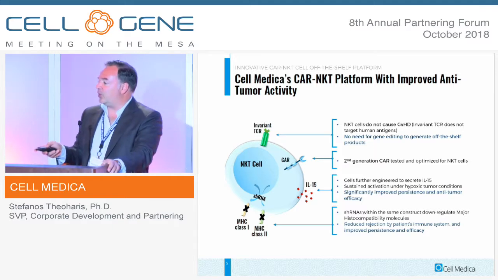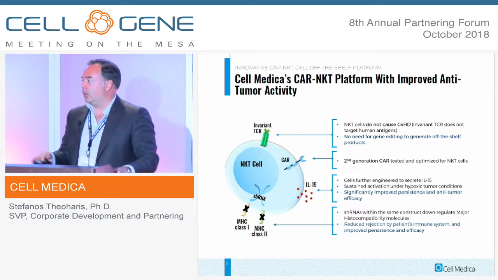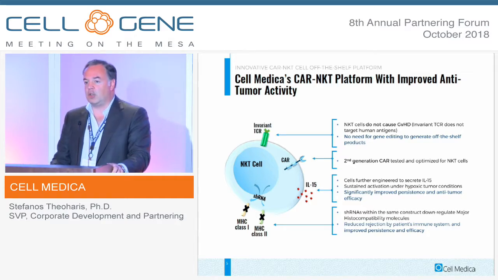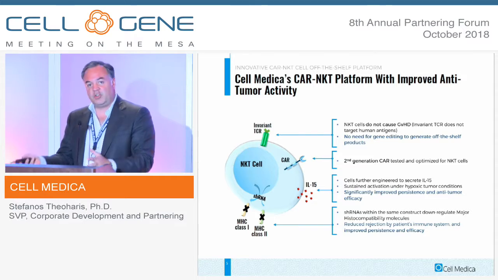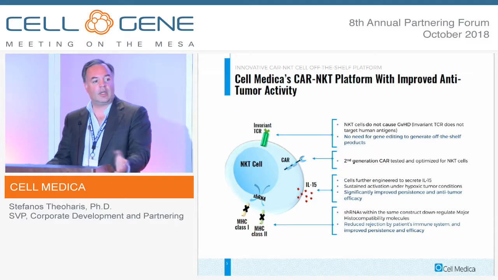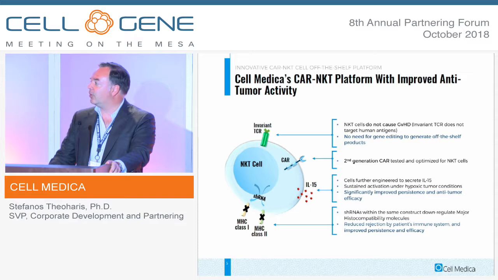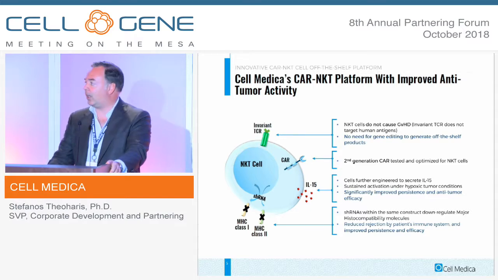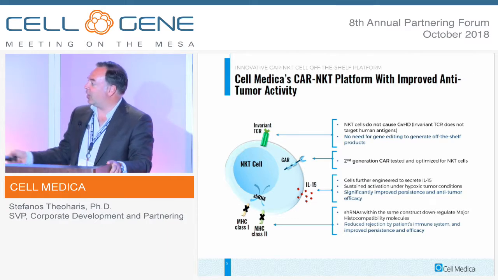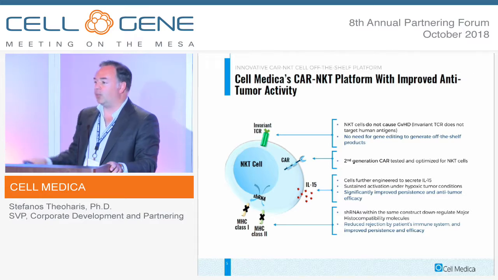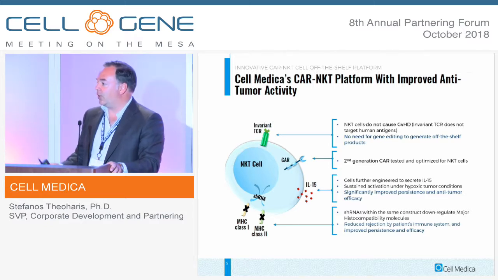And in addition, since we don't actually have to worry about problem number one of off-the-shelf cellular therapeutics, which is the GVHD, we decided to focus on problem number two, which is rejection, and that will happen with all off-the-shelf or allogeneic cells that are being delivered. In order to avoid the rejection, or at least delay the rejection as much as we can, we are knocking down MHC class 1 and MHC class 2. And we're doing that by using shRNAs that are incorporated in the same vector as the CAR and the IL-15.